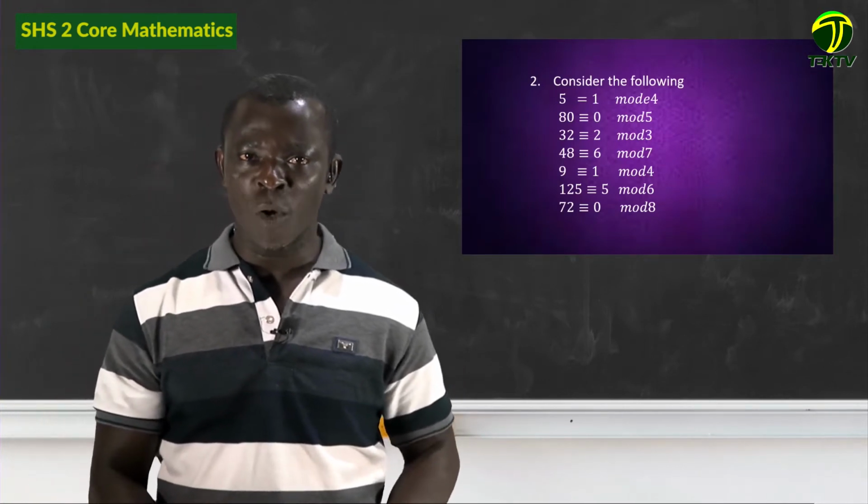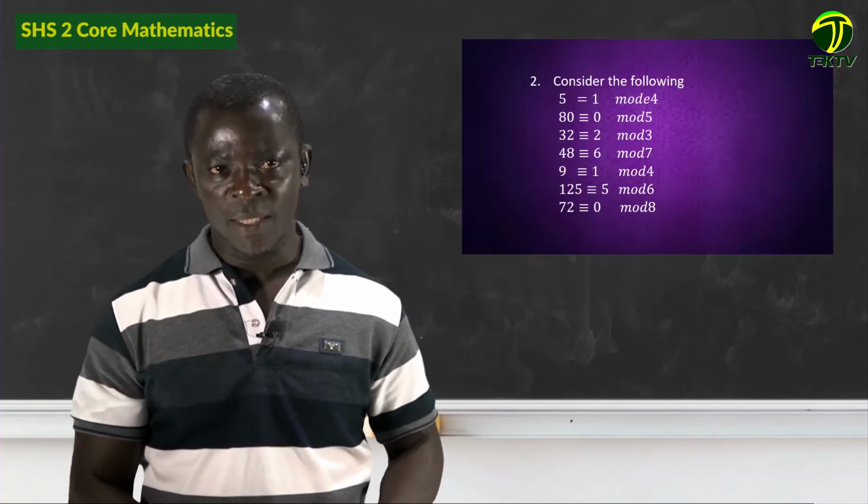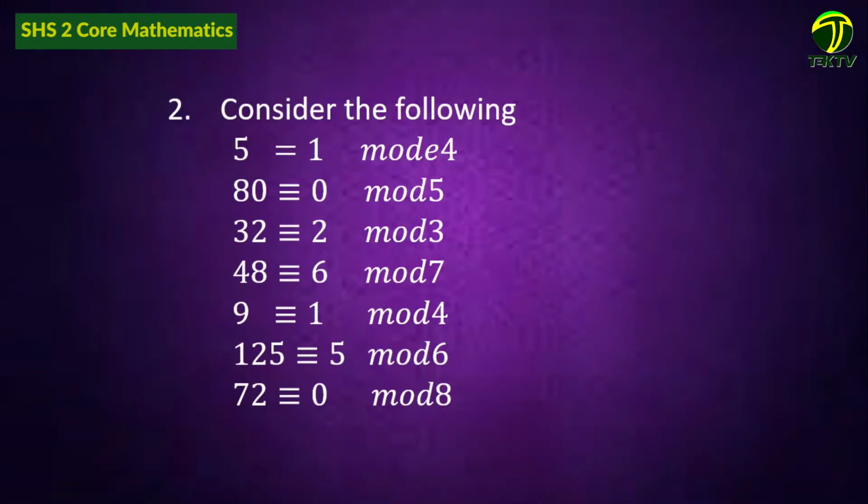Let's look at 32 in mod 3. 3 goes into 32 ten times. 3 times 10 is 30, remaining 2. So in this case, 32 in mod 3 is 2. 48 in mod 7 is 6, because 7 times 6 gives you 42. 7 times 7 gives you 49, which is more than the 48 that we are interested in. So 7 goes into 48 six times, which is 42, remainder 6. The 6 there is the remainder, not the number of times 7 goes into 48.